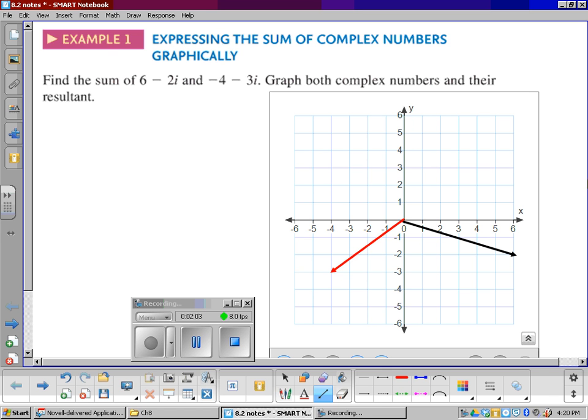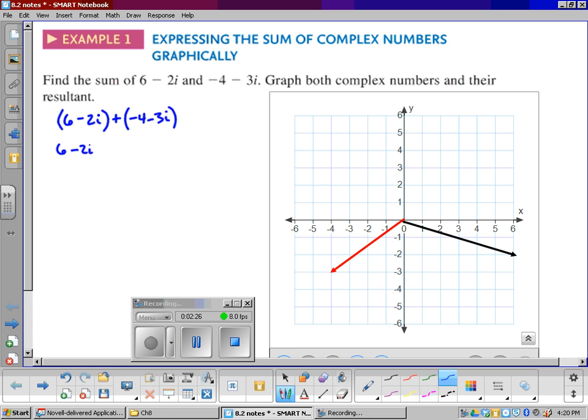Now, when I find the resultant, I'm adding those two together. We can add them together algebraically. You did that in the first section of this chapter. So if I take 6 minus 2i, that's a complex number, and I add to it -4 minus 3i, the first thing I want to do is get rid of the grouping symbols. Well, there's nothing except a +1 in front of this parentheses, so I can just get rid of it. Same thing here. If I multiply everything by a +1, I'm going to get -4 minus 3i. So basically, we can just drop the parentheses.